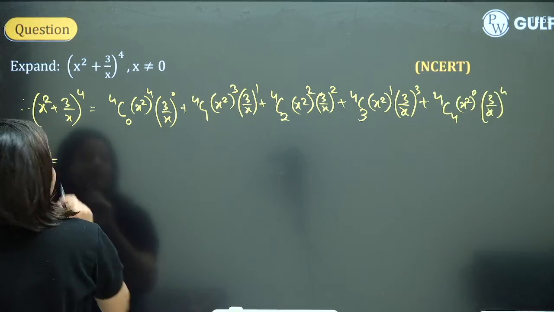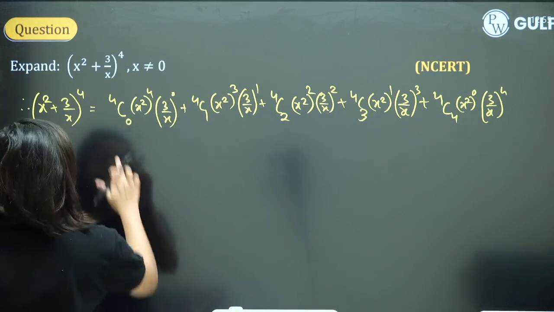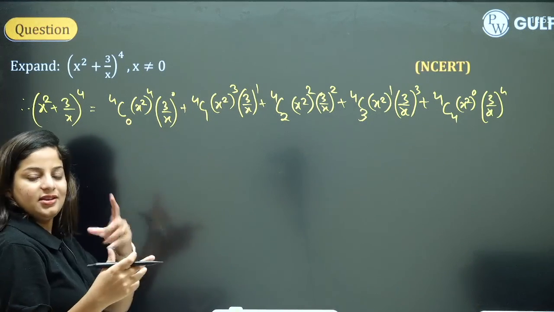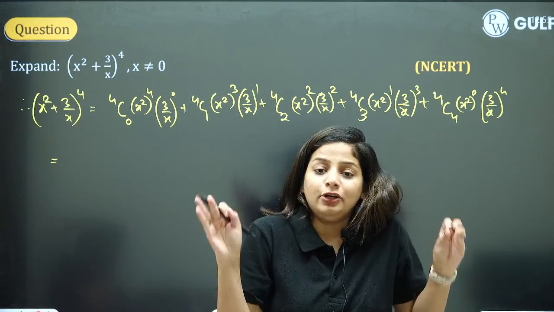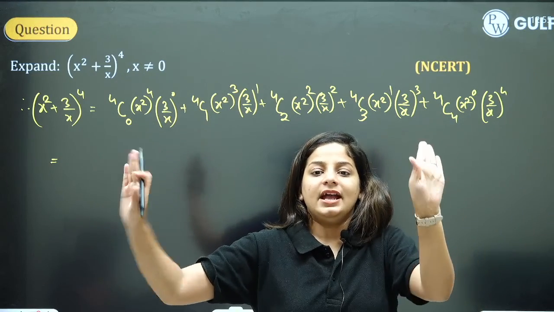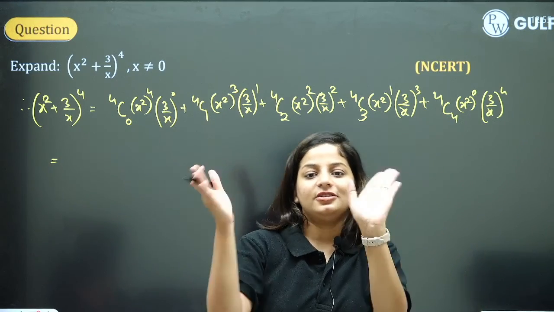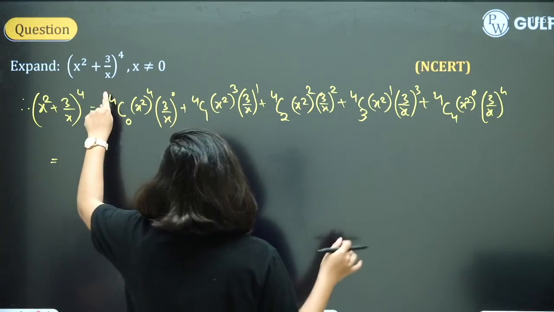Check out, simplify. Yes, you don't have to leave it here. You have to put the values and simplify. 4C0, nC0 in general, is 1. And please observe, it's a palindrome in binomial. Whenever you expand, first term and last term are the same. Second term and second last term are the same. Third term and third last term are the same. Fourth and fourth last will be the same. Coefficients I'm talking about.